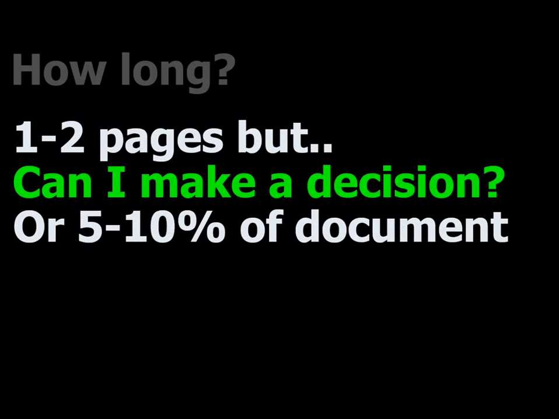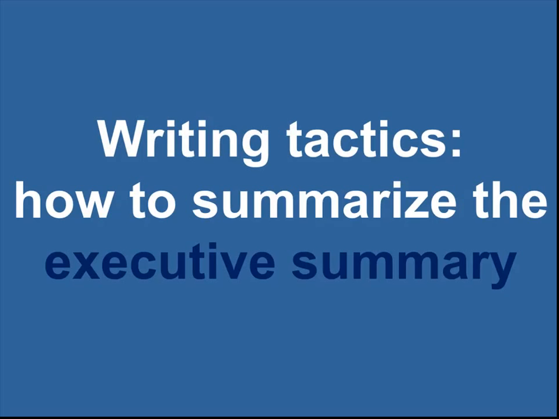One or two pages is fine. The key thing is that after the person has read it, can they make a decision? In other words, the decision, say, to give you funding or not. That's what it comes down to. And if it's a much longer document, then the 5 or 10% rule works quite well. But in general, strive for one or two pages. It is a summary. That's what you're going after. And don't confuse it with the introduction.